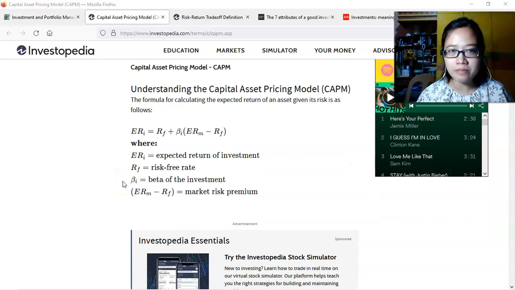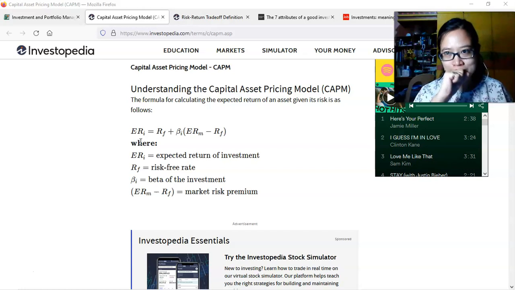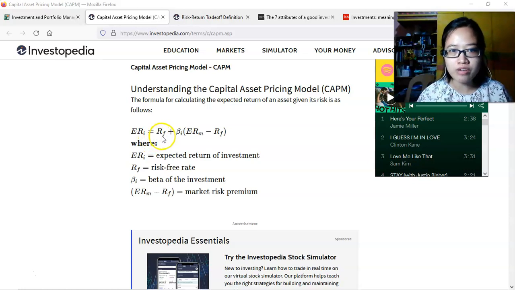So, balik tayo sa CAPM, Capital Asset Pricing Model. Ito yung formula niya. The expected return of investment, ER sub I, equals the risk-free rate plus the beta of the investment multiplied by the expected return in the market minus the risk-free rate. So essentially, itong part na to, expected return in the market minus yung risk-free rate, that is what we call the market risk premium.